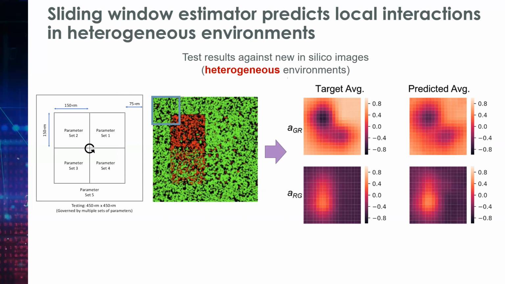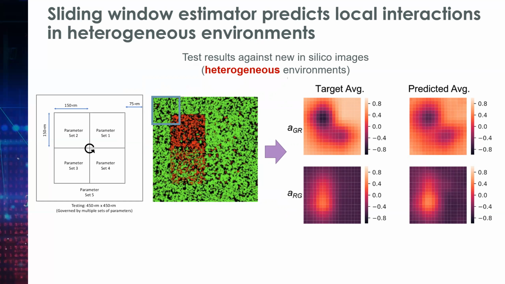Next, we increased the size of in silico images from 100 micron to 450 micron scales. For these large size images, we could not assume that interaction coefficients are constant because the environmental conditions will be heterogeneous. To handle these heterogeneous cases, we defined a small moving window to scan the entire image through sliding.